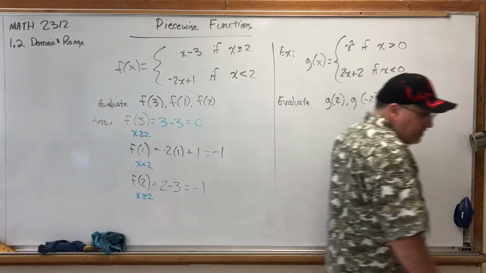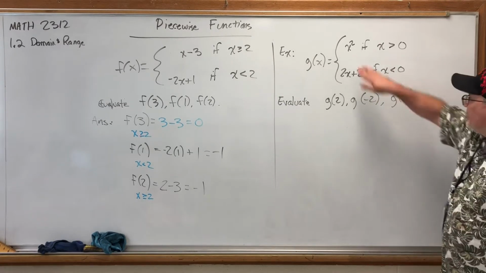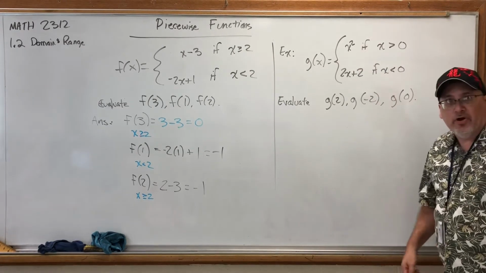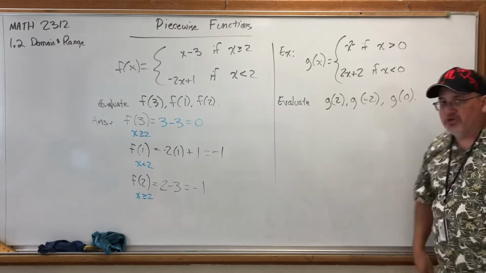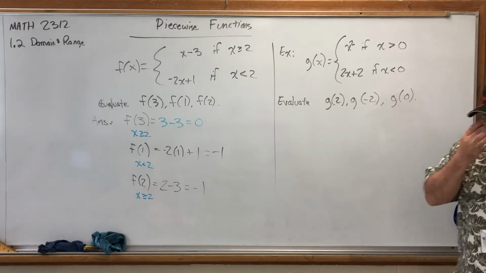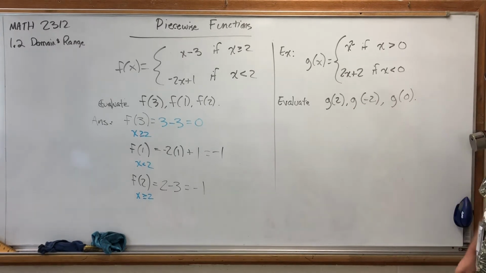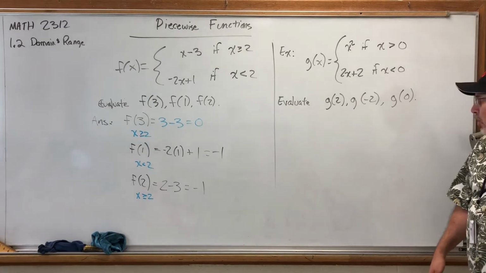The only difference over here is, well, I invite you to pause the video and try it. g of x equals x squared if x is greater than 0, and it equals 2x plus 2 if x is less than 0. Evaluate g of 2, g of negative 2, and g of 0. So go ahead and pause the video and see if you can evaluate those, or just look at it and think about it, because neither one is too terribly hard.